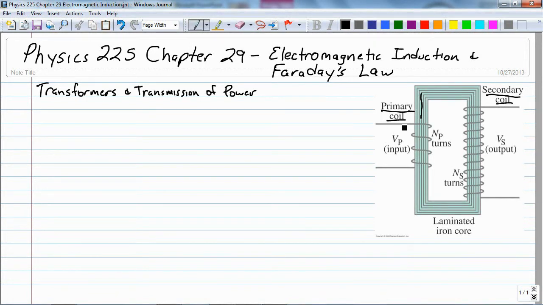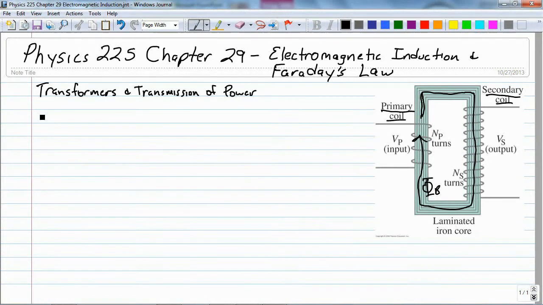and the primary usually has some kind of potential hooked across it, and this coil is going to produce a flux inside this metal laminated piece. So there's going to be some flux inside this metal, and so as the primary coil makes the flux, this metal is designed to focus or maintain all of that flux inside, and so that flux goes through the secondary of the transformer.